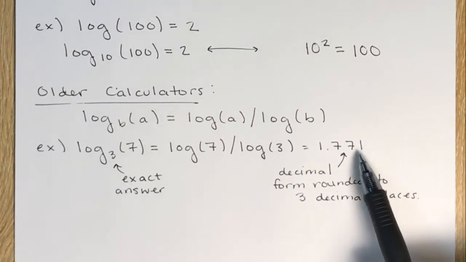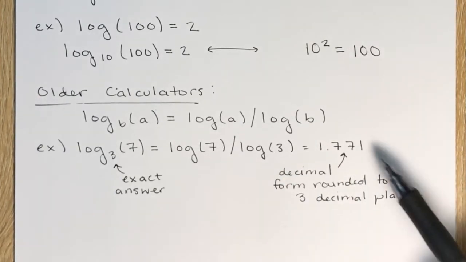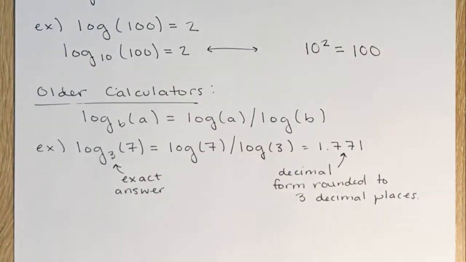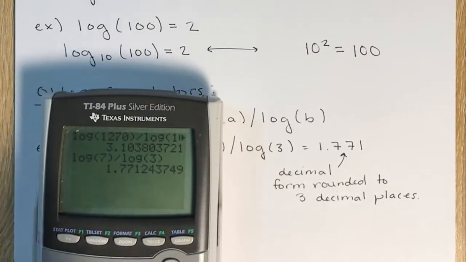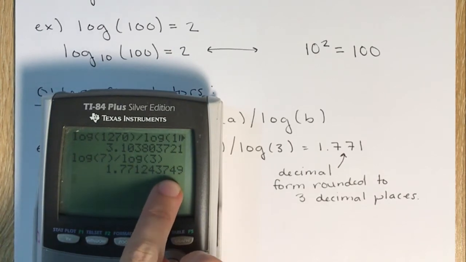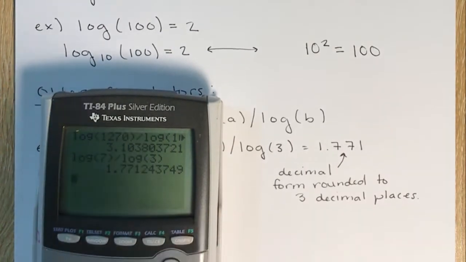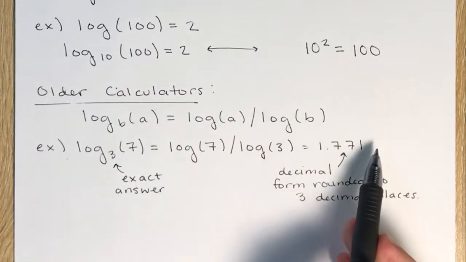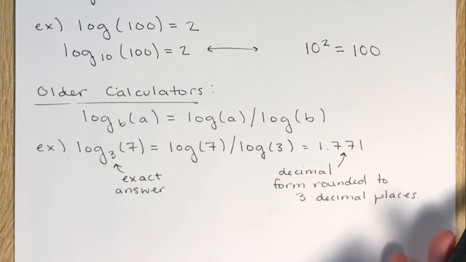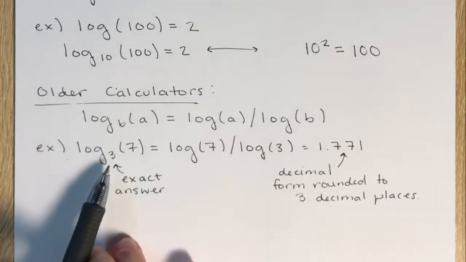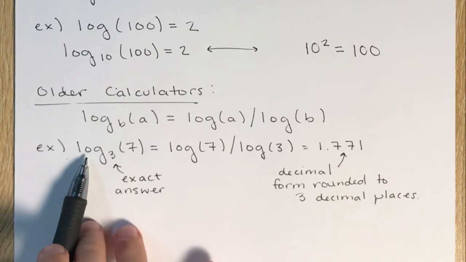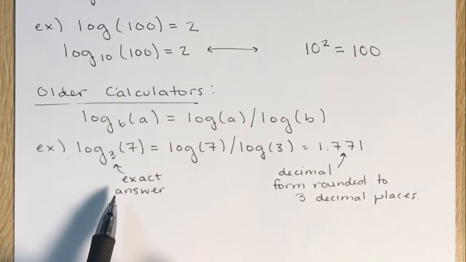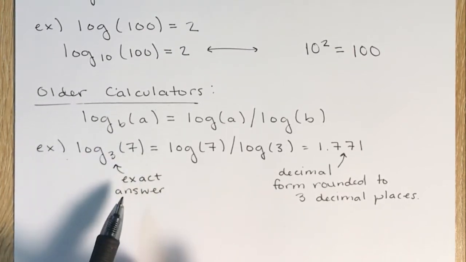The reason this is not an exact answer is that we've had to round this number in order to even write it on the page, right? This number continues infinitely, it's an irrational number. So in order for us to even write it down, we have to round it. We have to chop off a bunch of information. So the only way we can write this answer exactly is by writing log base 3 of 7. If you're ever asked for an exact answer, you want to leave it like this.